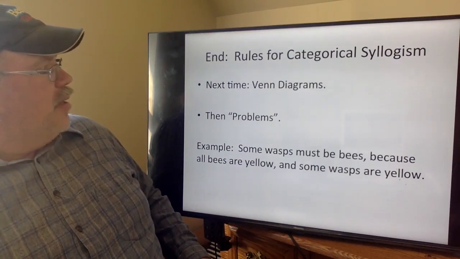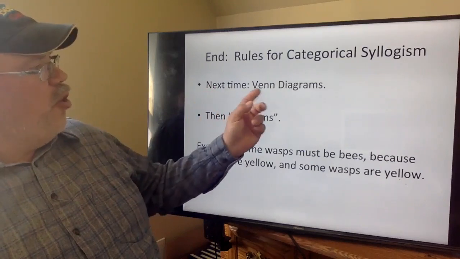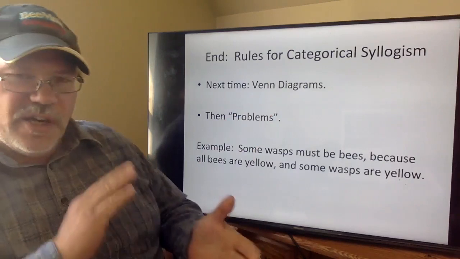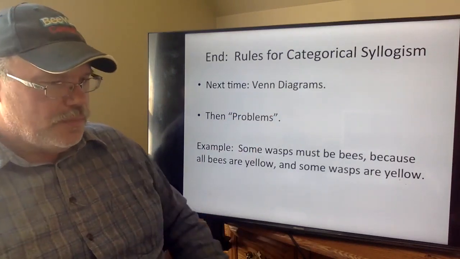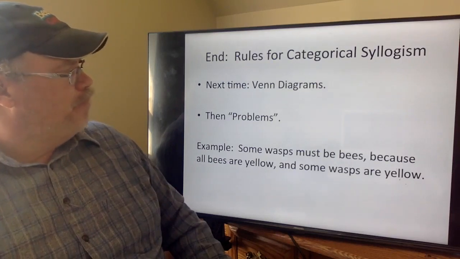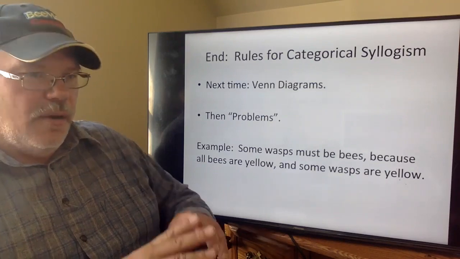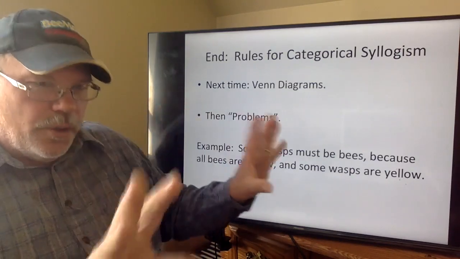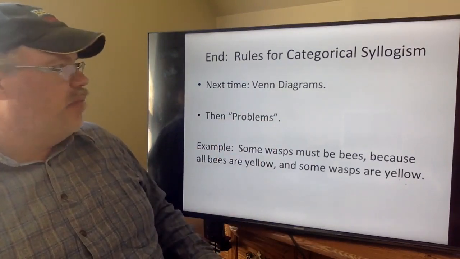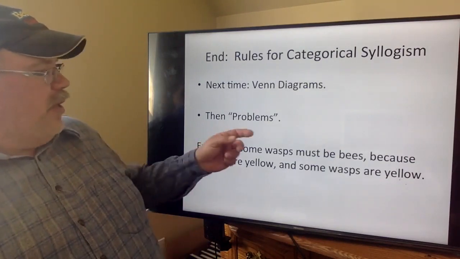So that's it for the rules for categorical syllogisms. Next video, we're going to do the Venn diagrams. And I apologize, I've kind of really burned through this fairly quickly. My goal is to get all the definitions loaded into your heads, and then we're going to do problems. But let me demonstrate what we've got so far. We're going to spend lots of time doing problems.